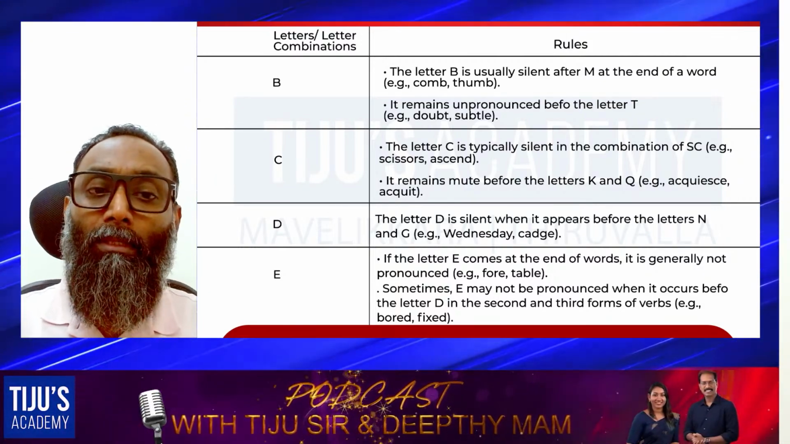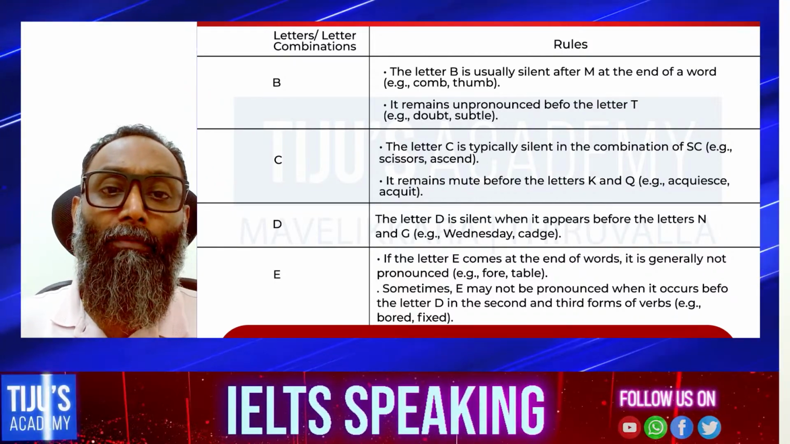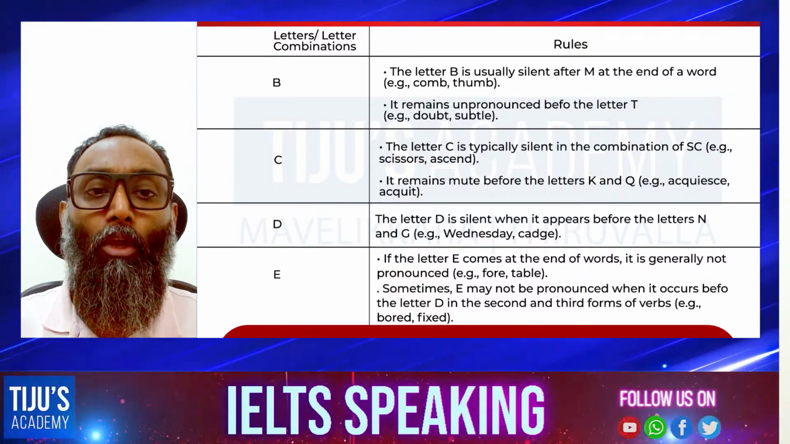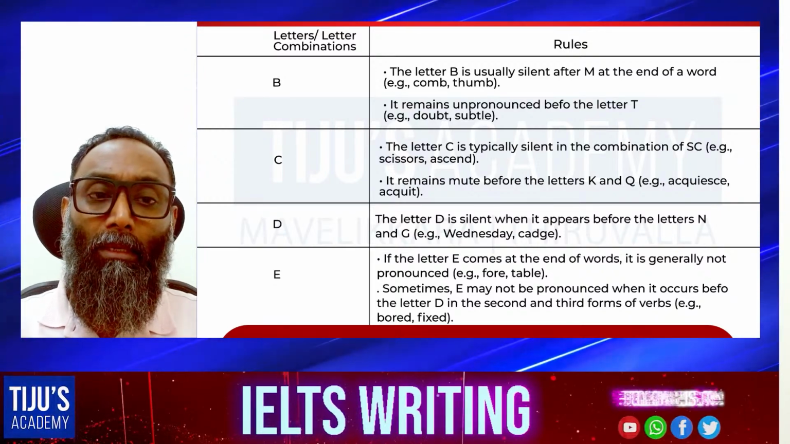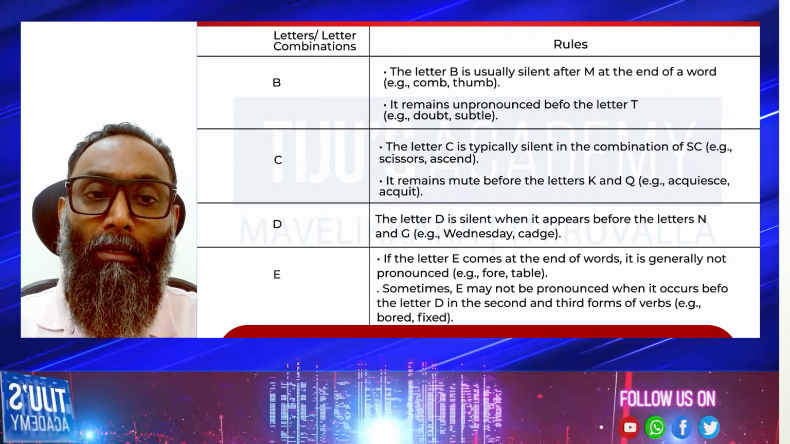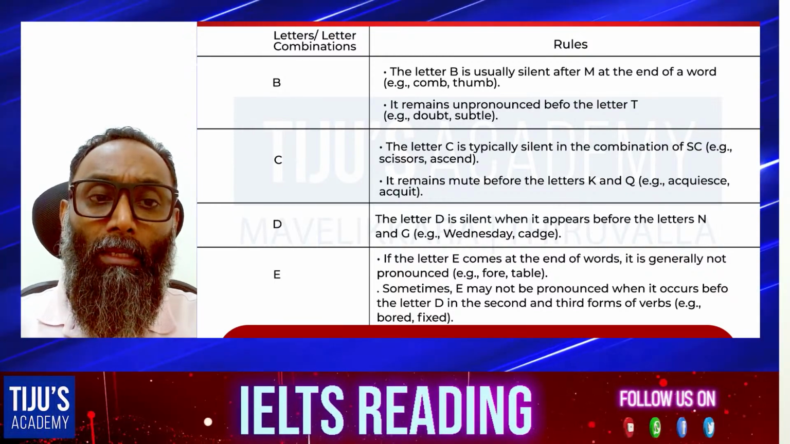For example, the word we use for the thing we comb our hair with is comb. We never say comb with the B. The B is silent there. So it's pronounced as comb. The same thing with thumb. We never say thumb with the B. B will not be pronounced because that's a silent letter.